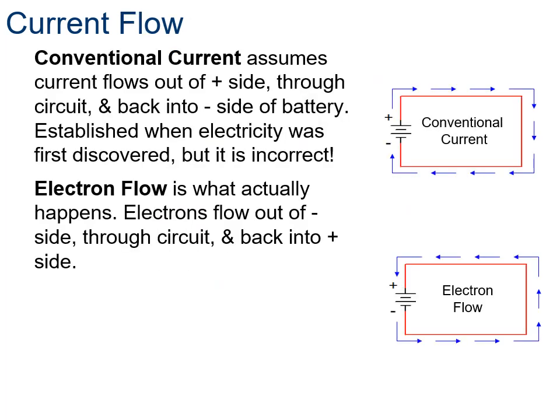Electron flow, again, is what really happens. The electrons flow from the negative side to the positive side. But before they knew what an electron was, hundreds of years ago, they thought that what was actually flowing was positive charges. So that's what we call conventional current. So the flow of positive charge is actually what we measure inside a circuit, even though it's not protons that are moving, even though it's really electrons that are moving.